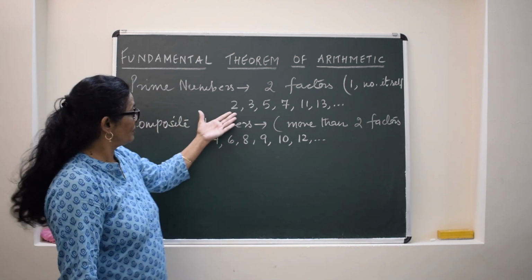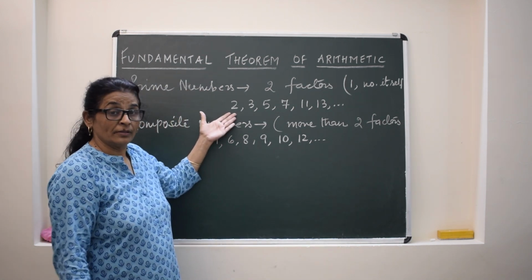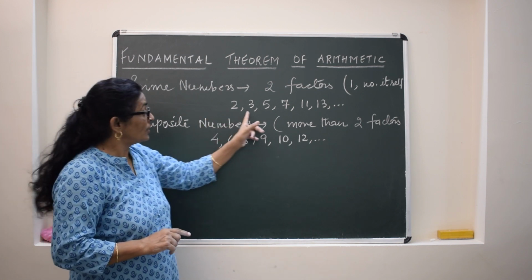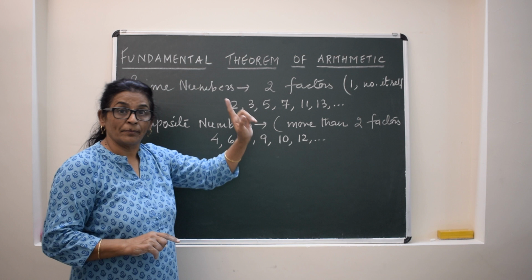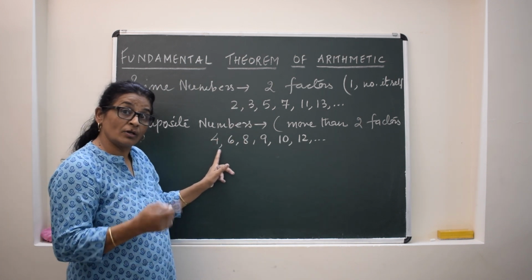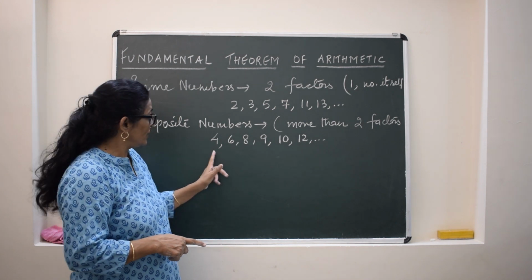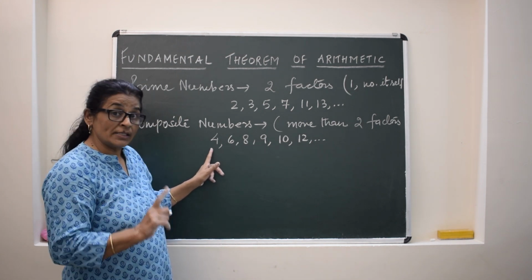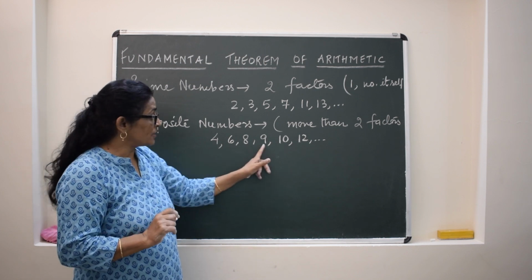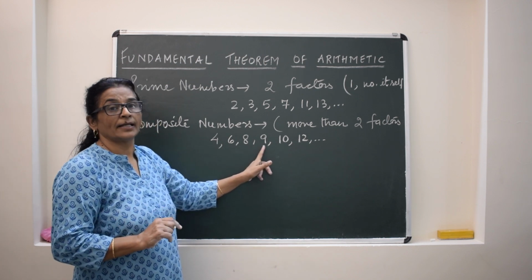If you observe, the smallest prime number, which is the only even prime number, is 2. All other prime numbers are odd numbers. And composite numbers can be even or odd also. The smallest composite number is 4, which is an even composite number, and the smallest odd composite number is 9.